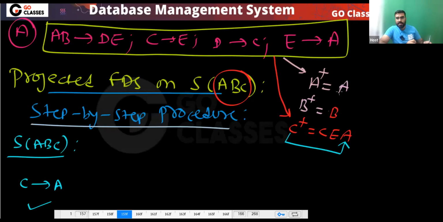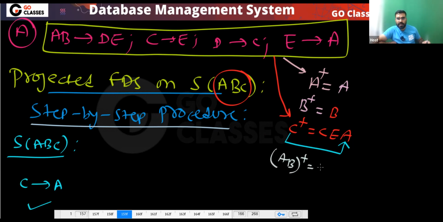Your focus must be only on ABC. See, I am not finding E closure. Did you notice? I am not finding E closure because I only want to focus on ABC. What else do I need to find? What is AB closure?